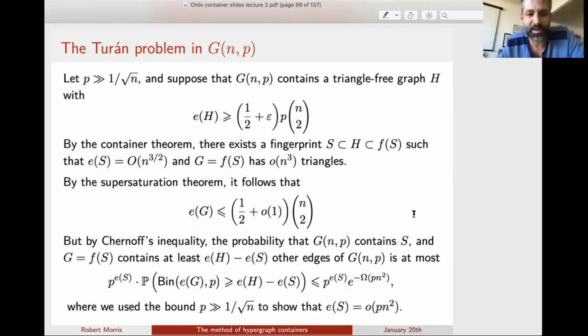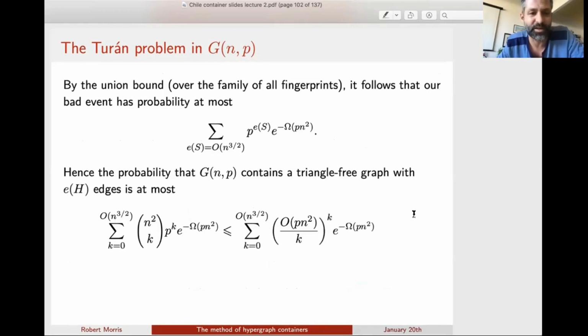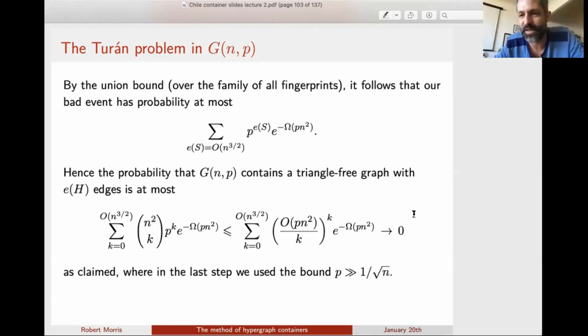We apply Chernoff, and now we just take a union bound over fingerprints of the probability bound that we obtained. And a short calculation shows that this is small, exactly when you want it to be. So that was the idea.